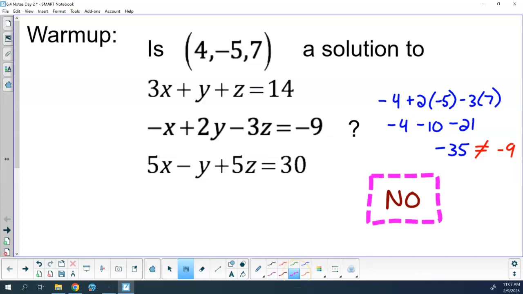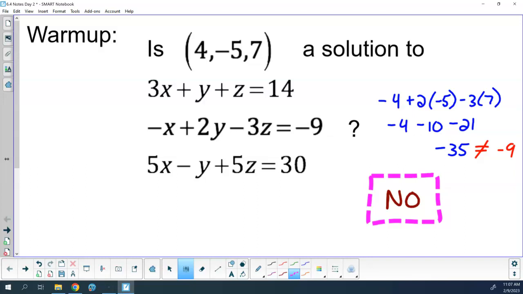If you started with the first equation, it does work in the first equation. Then you got to go to the second equation. So you get a no. First no, not a solution. All 3 yeses, solution. Okay?